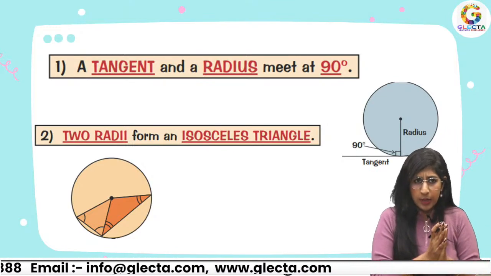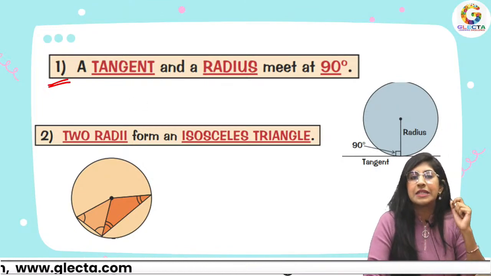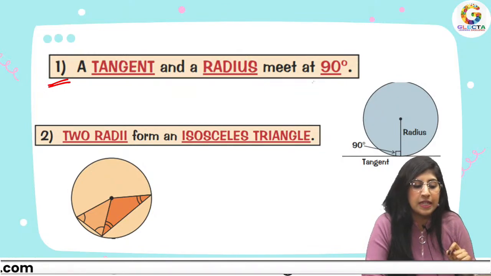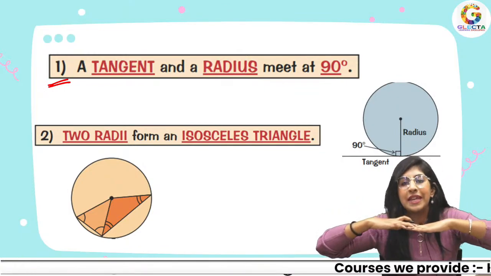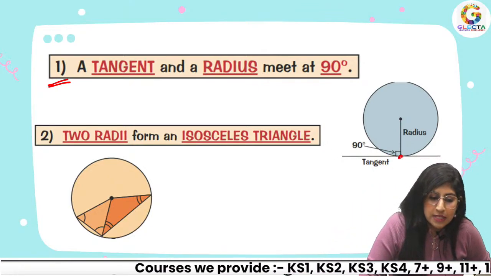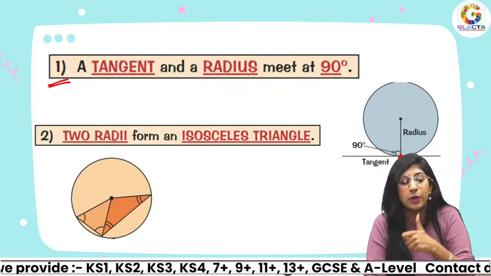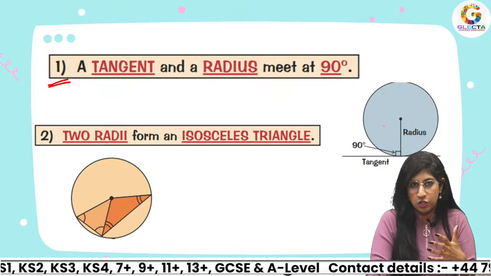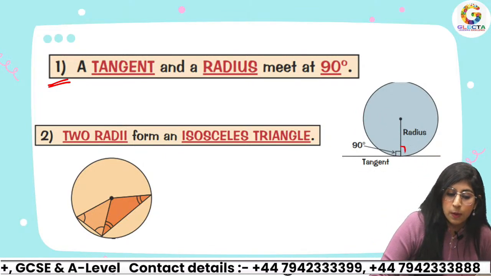Alright, okay, starting from circle theorems, starting from number 1. Tangent and radius meet at 90 degrees. Now first of all, what is a tangent? A straight line which passes through the circle at only one single point, like there is only one point of intersection, that's when we say that we are talking about a tangent. Now an important property: radius and tangent are always perpendicular.